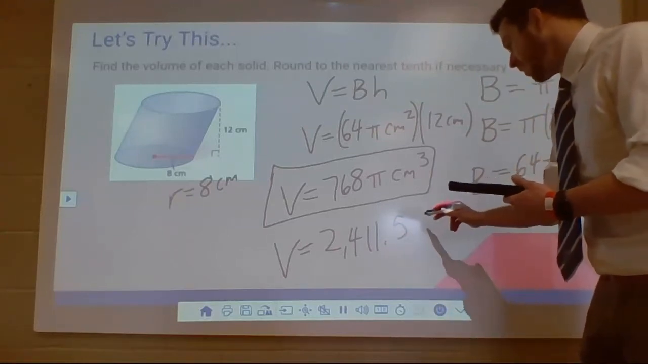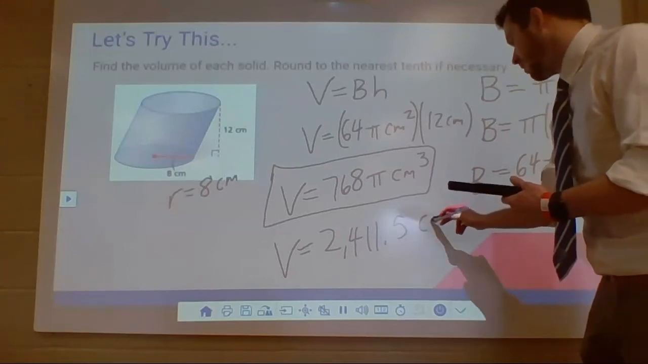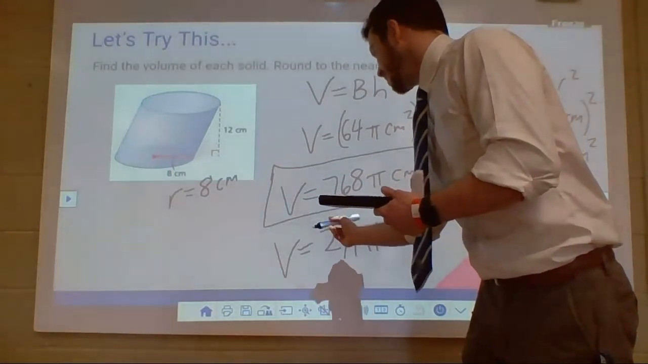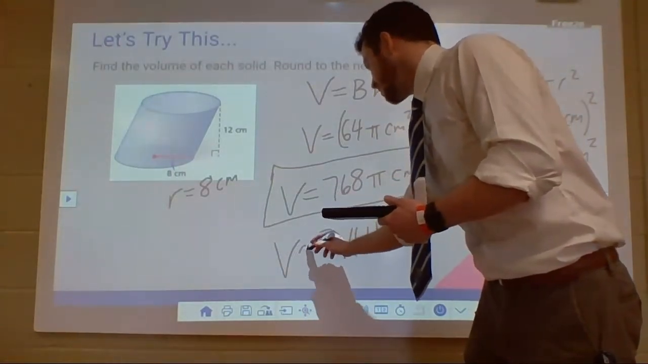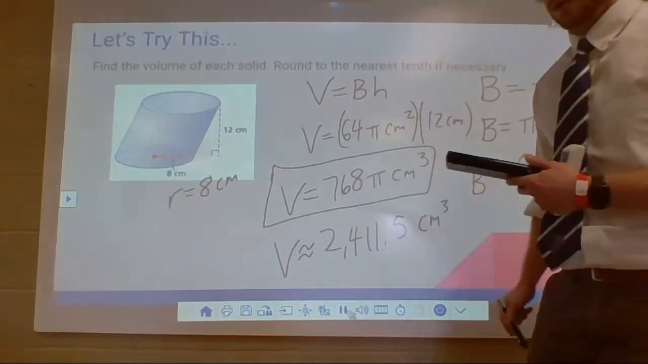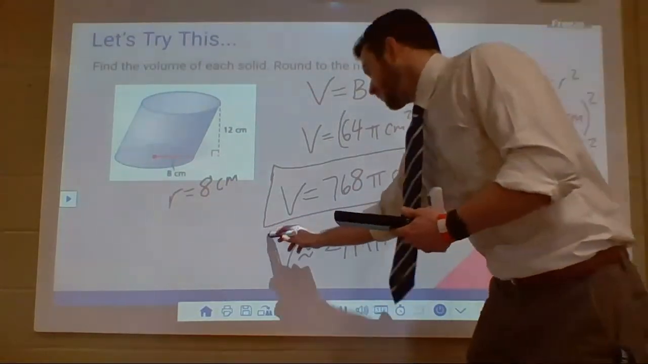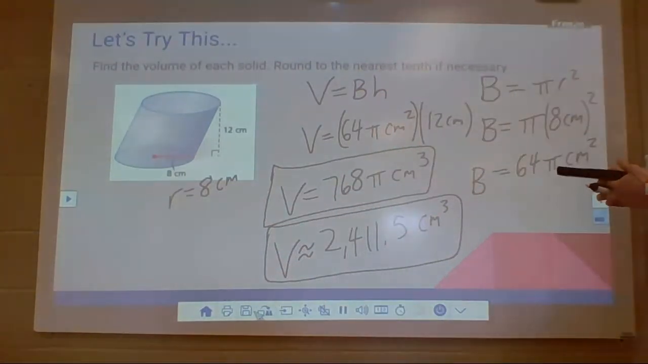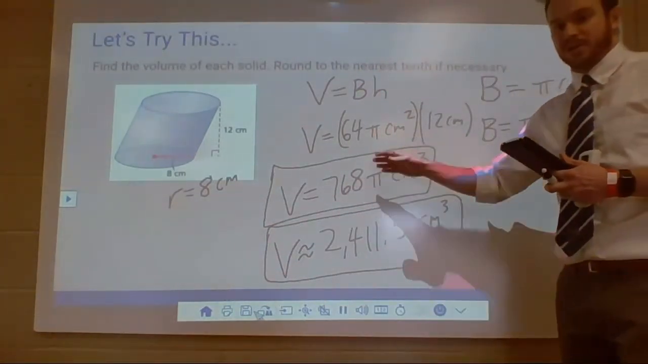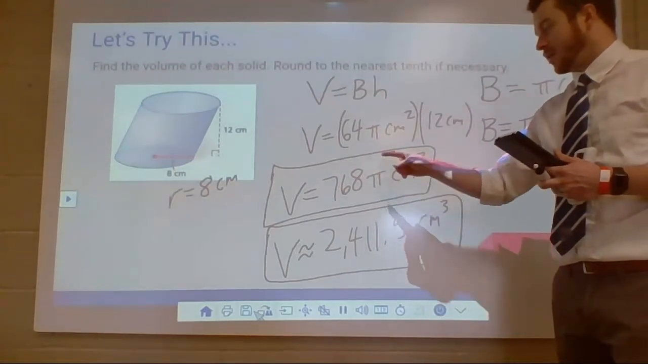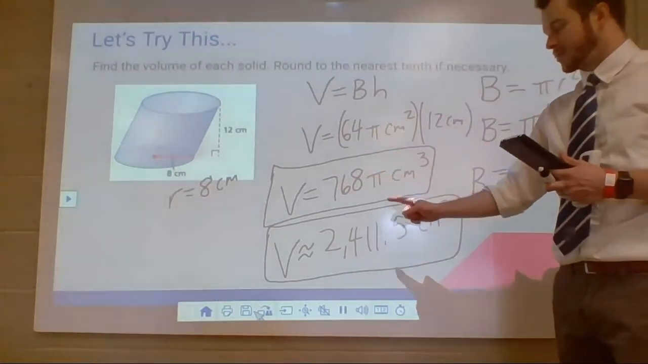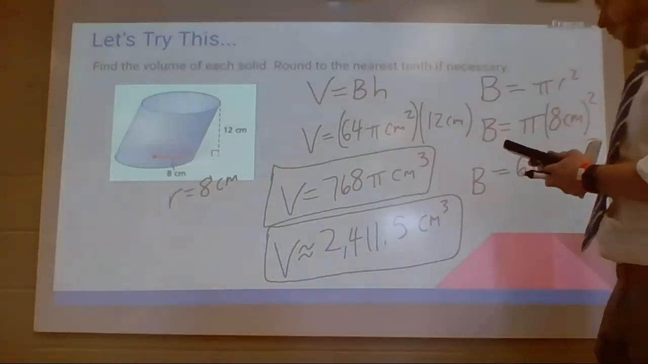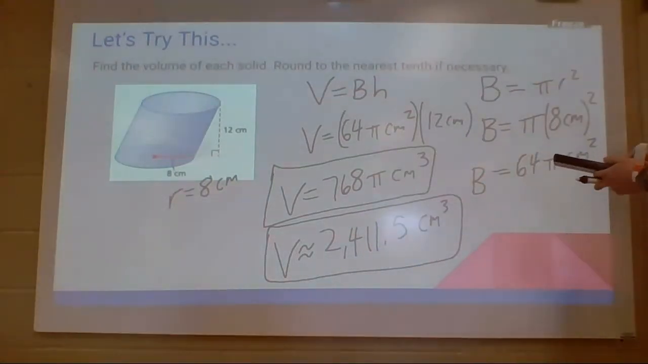So 2,411.5 centimeters cubed if you were to write it as a decimal. And let's give a squiggly equal sign because I rounded. It's approximately 2,411.5 centimeters cubed. That's the volume of that cylinder. So these are two different representations of writing that volume of the cylinder. Here's an exact way, leaving pi in your answer. Here's an approximated, rounded way by substituting in 3.14. All right, let's move forward.